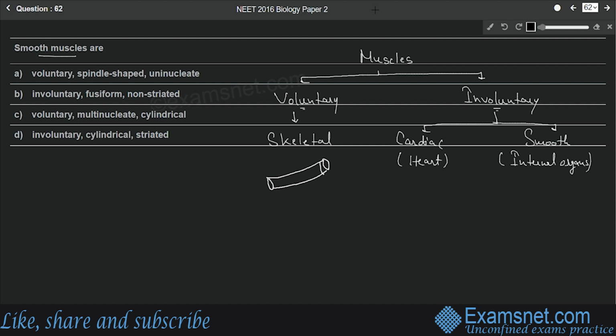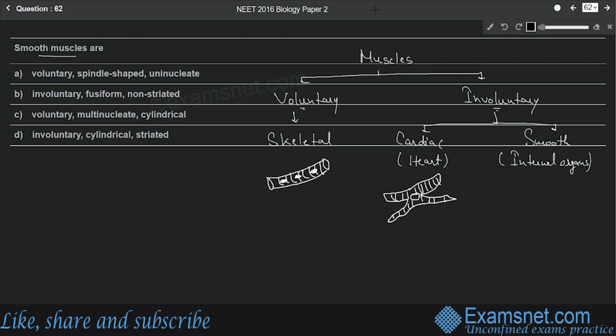It has striations like this. It has a striped appearance and these are known as striations, and these are multinucleate, so many nuclei are there. Now if I show you the cardiac muscles, these are branched like this. These are uninucleate, one nucleus is there, and it also has striped appearance. So there are striations in the cardiac muscles as well. You understand what striations are?